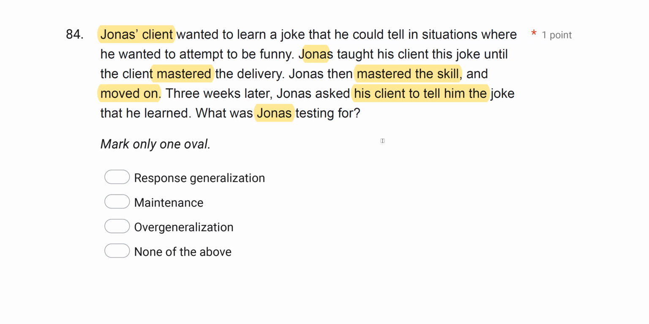So Jonas is testing to see if maintenance is occurring. What about overgeneralization? Well, overgeneralization occurs when a skill happens at the wrong time and the wrong place or happens too much. If the client can respond to Jonas's request for the joke, they're not overgeneralizing, they're just responding to the request. So what Jonas is really seeking is that his client is maintaining the ability to tell the joke. Jonas is testing for B, maintenance. Maintenance is when a skill remains even after teaching is done.